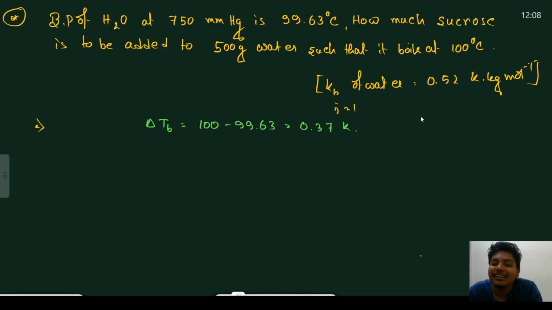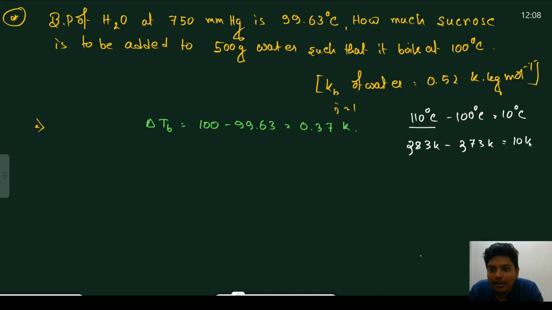Listen, one thing: the difference in Kelvin and the difference in degree Celsius will be the same. Simply, if I ask you 110 degrees Celsius minus 100 degrees Celsius equals how much? 10 degrees Celsius. Yes or no? As 110 degrees Celsius means 383 Kelvin minus 373 Kelvin, which equals 10. So the difference is always the same. The value will not be the same, but if you take the difference, Kelvin and degree Celsius are always the same.